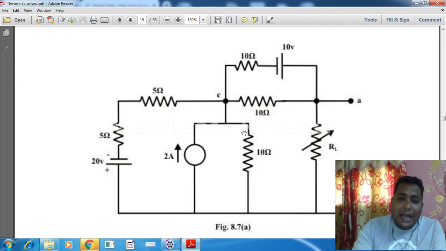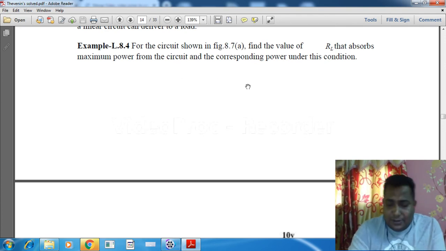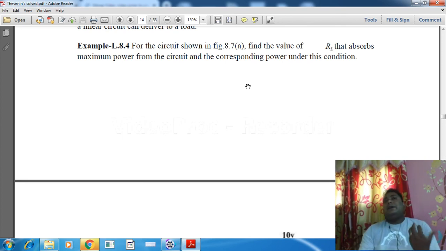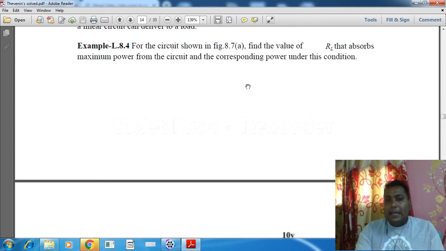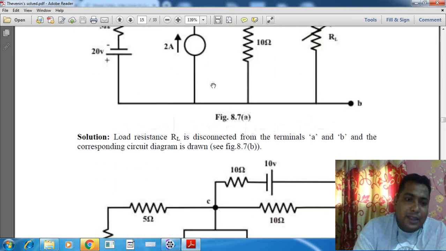For that particular circuit, find the value of RL that absorbs the maximum power from the circuit and the corresponding power under this condition. So we have to find the maximum power. That means we have to find the maximum current, because the power formula is PL equal to IL square into RL. If we know IL, then we can find PL, the load power.